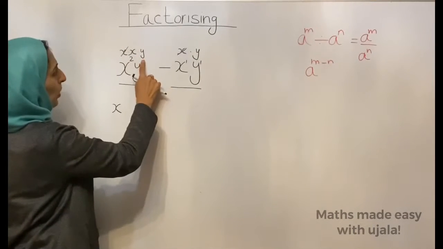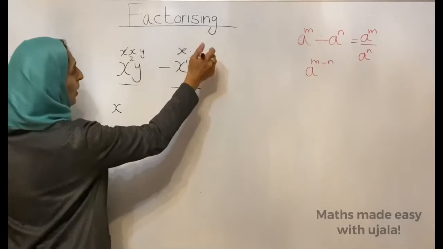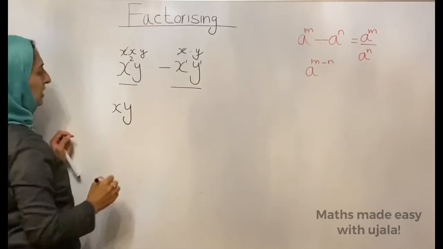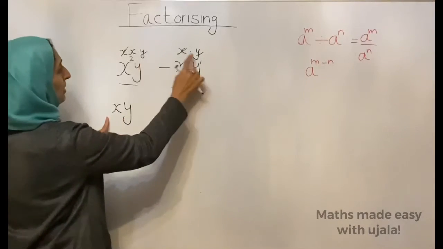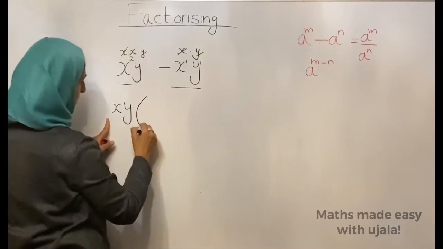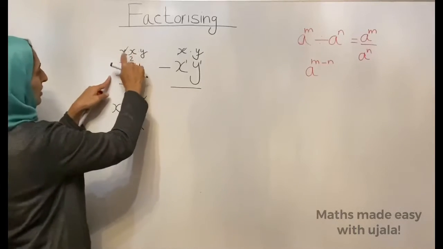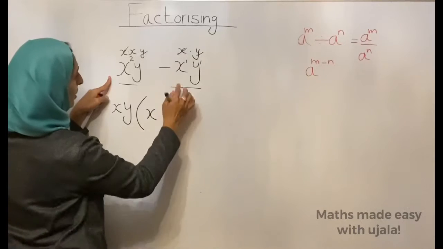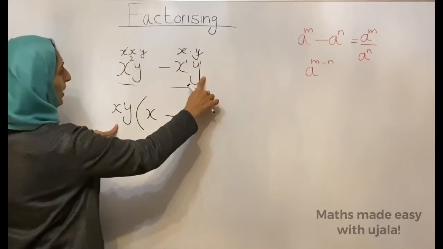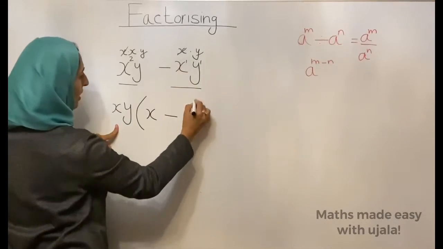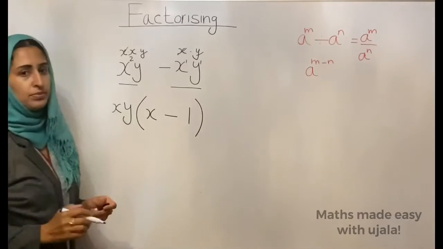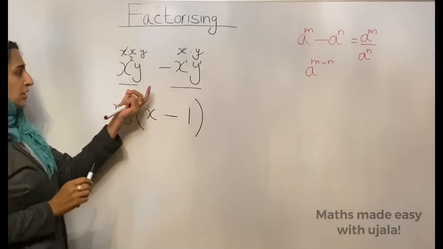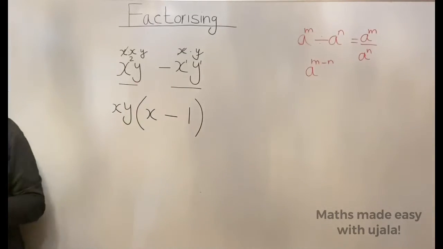Now I'm going for y. For this y, I've got one y. If you cross out y with y and take it right outside, it means this y is common in both terms. What are the leftovers? These are gone outside, so x here, take away x, x gone, y gone, 1 left. So that's how you factorize an expression with letters.